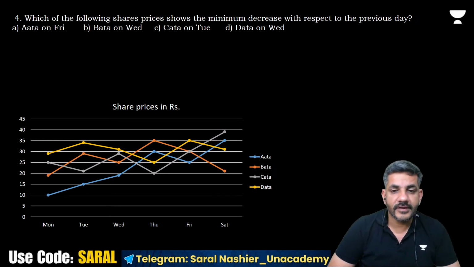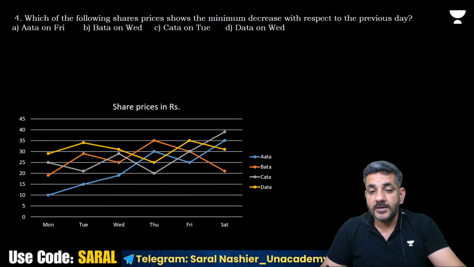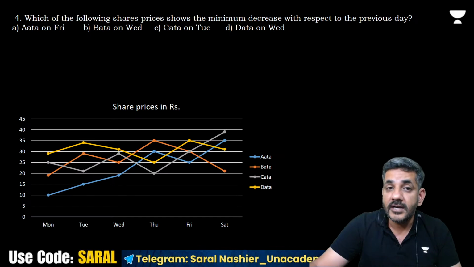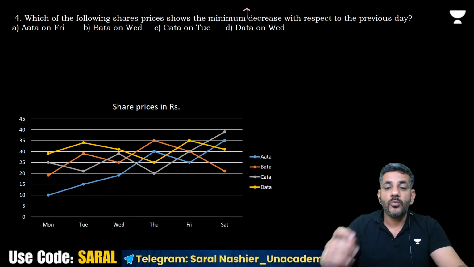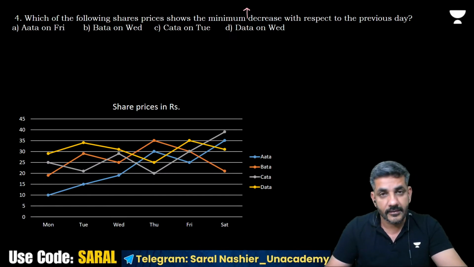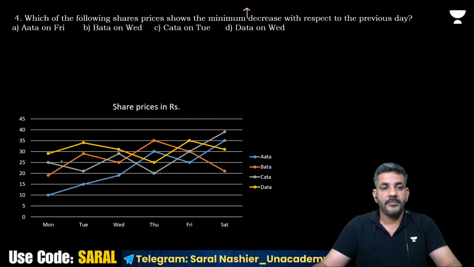Okay, let's start solving it. Which of the following share prices shows the minimum decrease with respect to the previous day? There is an important point. I do not have a word percentage here. He just says which one shows the minimum decrease. The word percentage is not there, which is showing the minimum decrease, right? That means the absolute decrease I have to figure out with respect to the previous day.